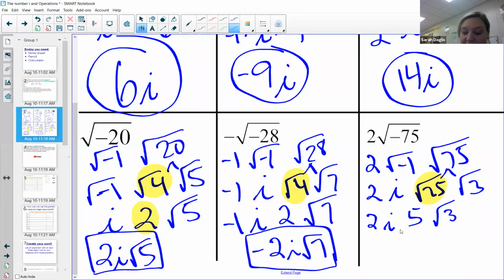So combine what's on the outside, 2 times i times 5 will be 10i, and then we have square root of 3.